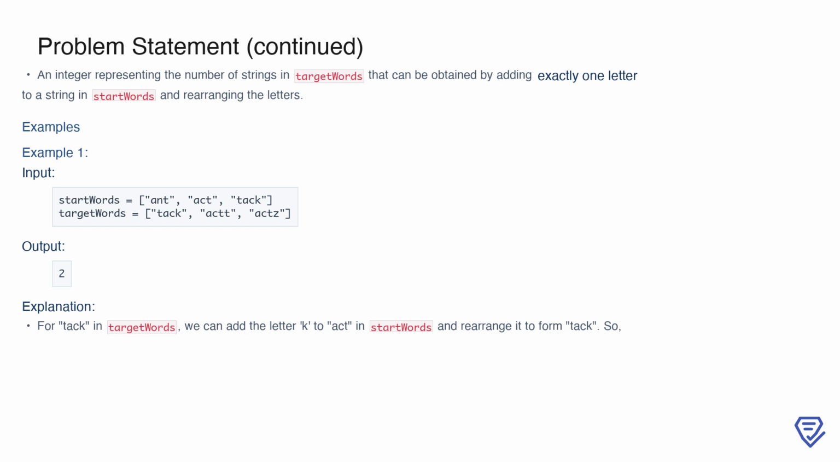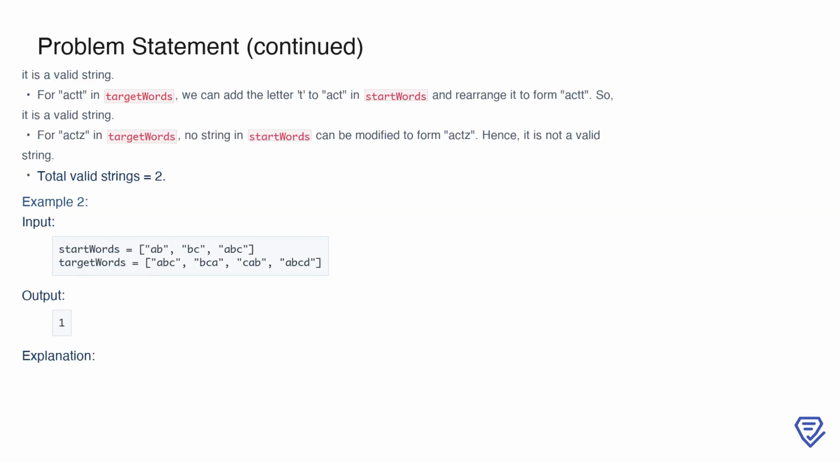Suppose start words is ant, act, tac, and target words is tac, act, acts. The output is 2. Here's why. For the string tac in target words, we can add the letter k to act in start words and rearrange the result to form tac, making it valid. Similarly, for act, we can add the letter t to act and rearrange the result to form act, which is also valid. However, for acts, no string in start words can be modified to meet the requirement, so it is not valid. This gives us a total of 2 valid strings.